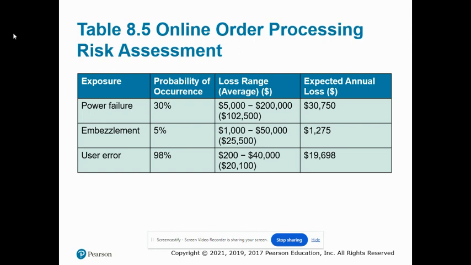Here we illustrate sample results of a risk assessment for an online order processing system that processes 30,000 orders per day. The likelihood of each exposure occurring over a 1-year period is expressed as a percentage. The expected annual loss is the result of multiplying the probability by the average loss.